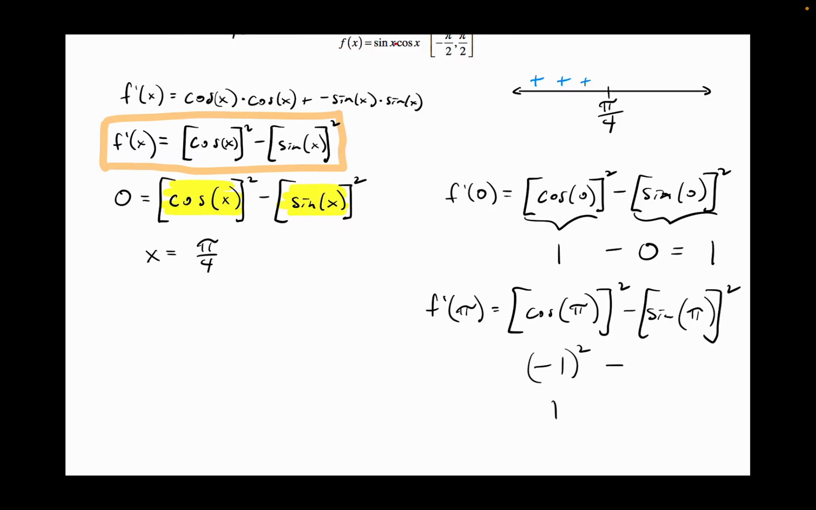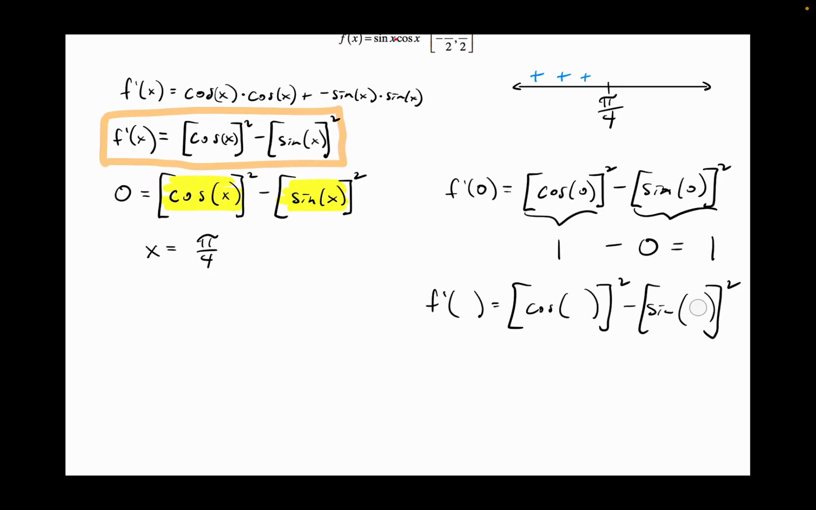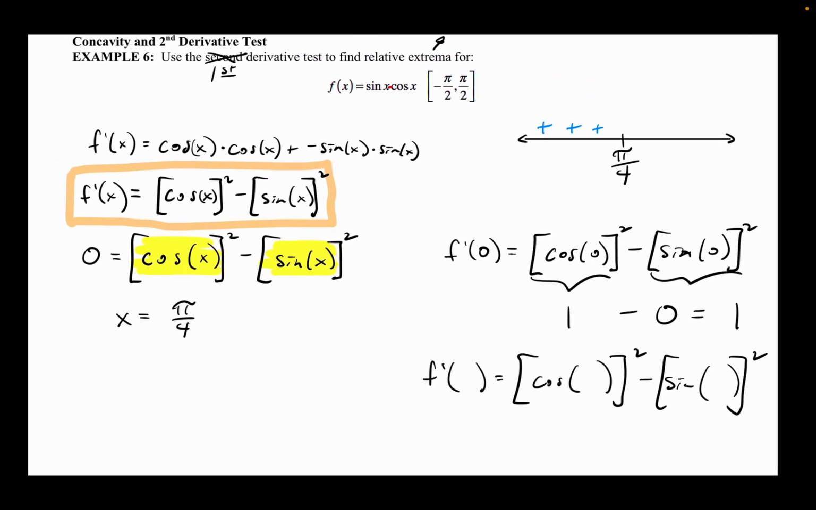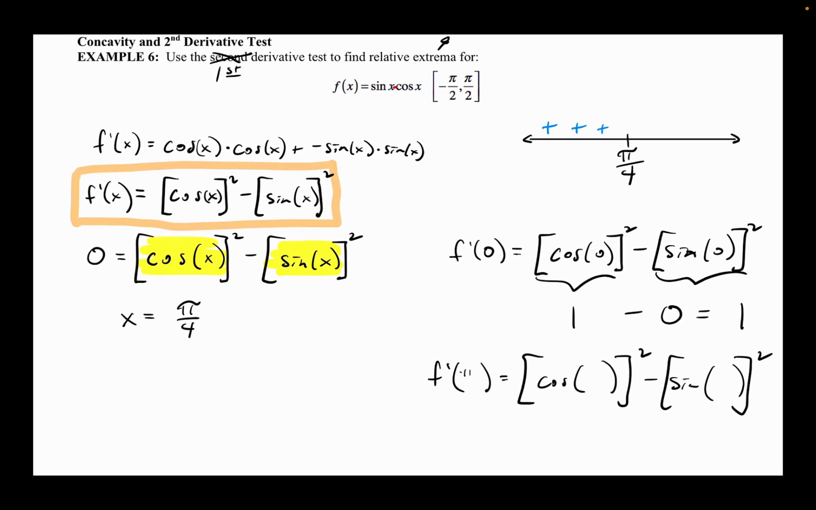Oh, wait. But it's got to be in the interval, right? Yeah, so I can't use this guy. Sorry. I can't use pi because it's not inside the interval. I've got to use something inside the interval that's greater than pi over 4. So I could use pi over 2, because pi over 2 is inside the interval. So we don't have to change it that much.